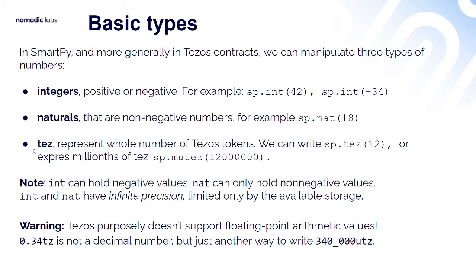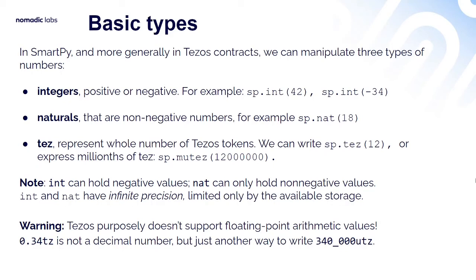And finally, we have Tez that represent a whole number of Tezos tokens. And we can write sp.tez of 12. Or if we want to manipulate small values, we can express millions of Tez. So for example, sp.mutez of 12 millions is equivalent to sp.tez of 12.